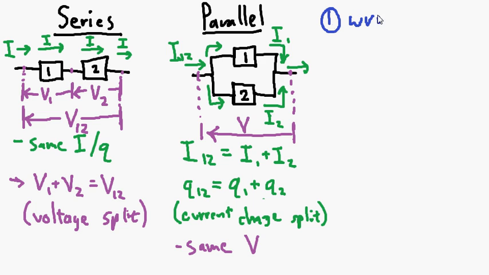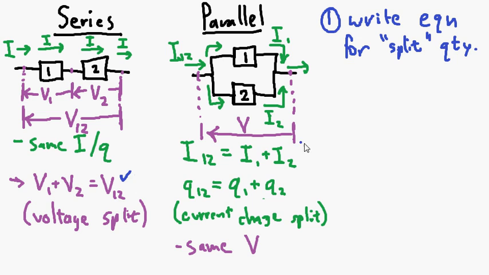First, you write the equation for whatever quantity is split. Okay, so split quantity, whether that's voltage. In the case of series, it'll be voltage that's split. In the case of parallel components, it'll be charge or current that's split. Whatever it is, you write an equation for the split quantity, and it's just one of these equations. So this, and this are what I'm talking about.